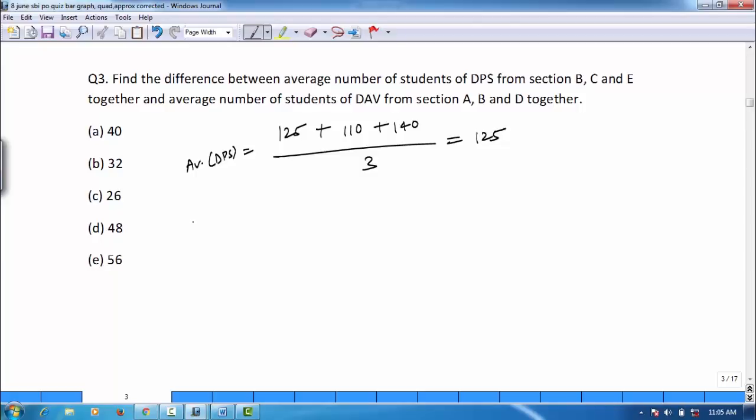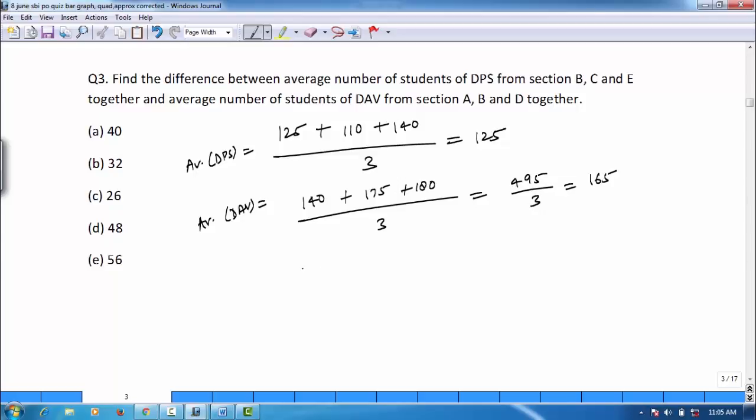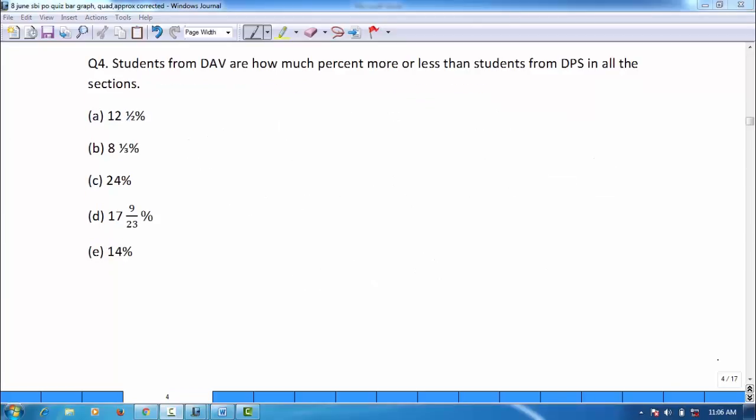And the average number of students from DAV school section A, B and D together will be equal to 140, that is the number of students from section A, plus 175, that is the number of students from section B, plus 180, that is the number of students from section D, upon 3. That will be equal to 495 upon 3 equal to 165. So the required difference will be 165 minus 125, that will be equal to 40. Question number 4.